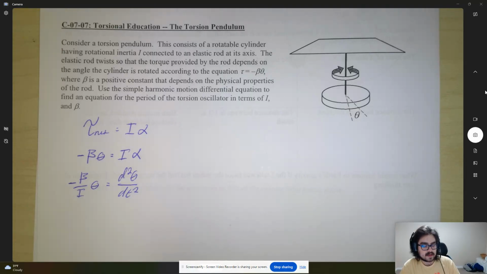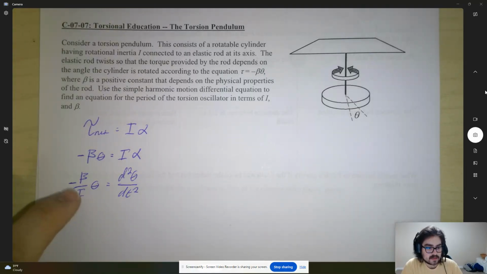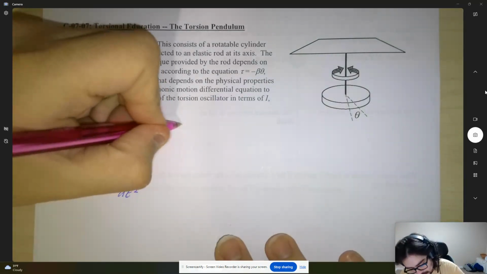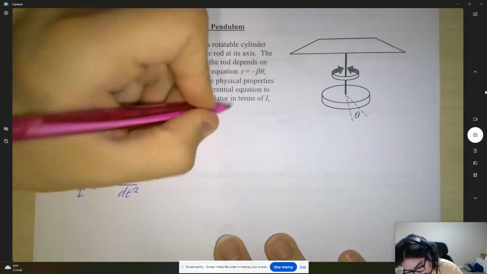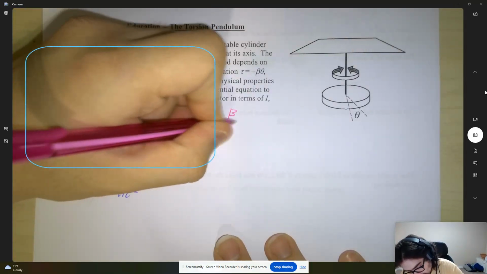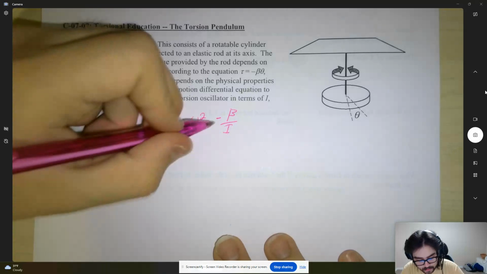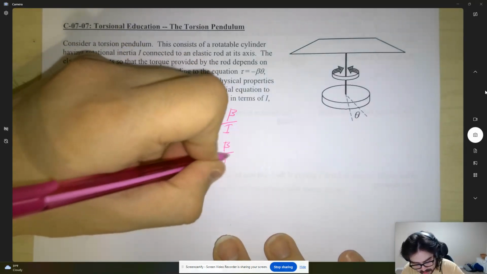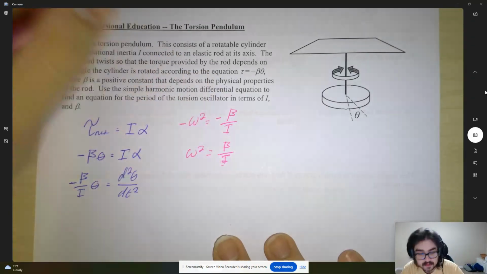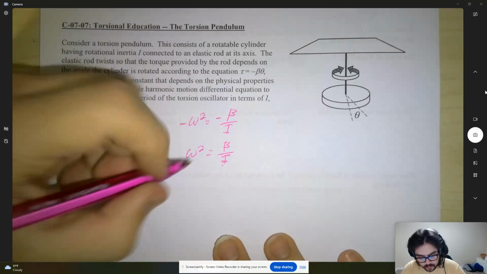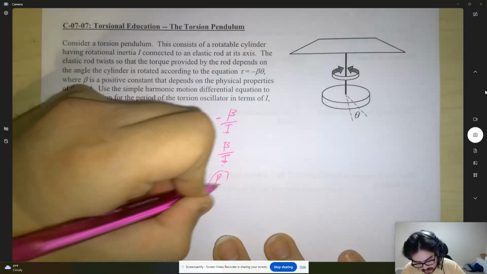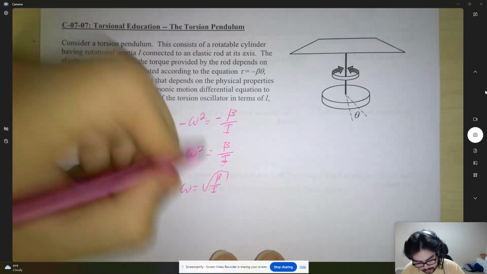My negative omega squared is negative beta over I. So I pull negative omega squared equals negative beta over I. Drop the negatives on both sides. I get omega squared equals beta over I. And then root both sides to get omega equals root beta over I. Pretty straightforward.